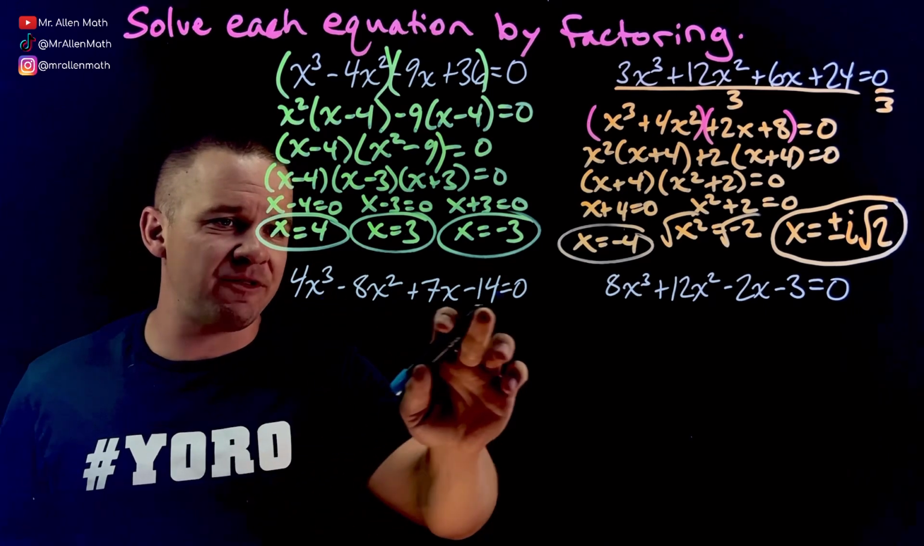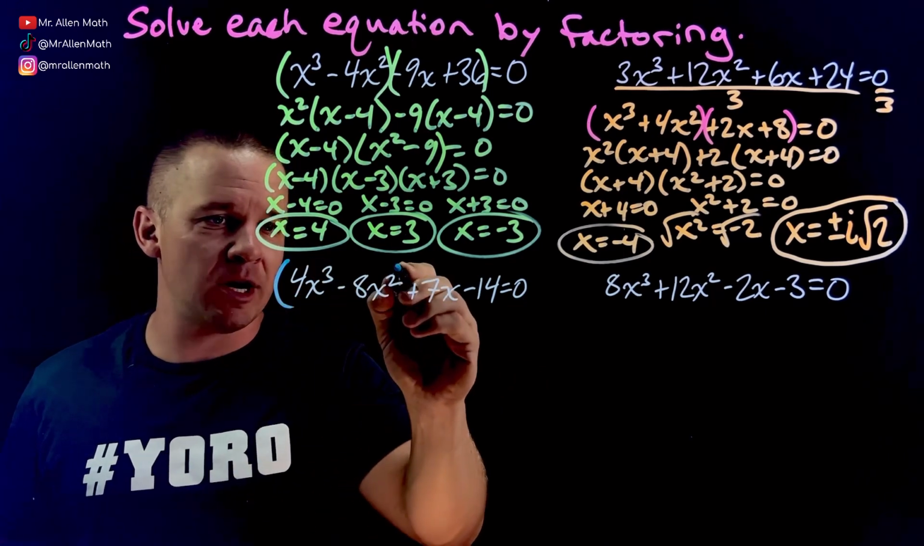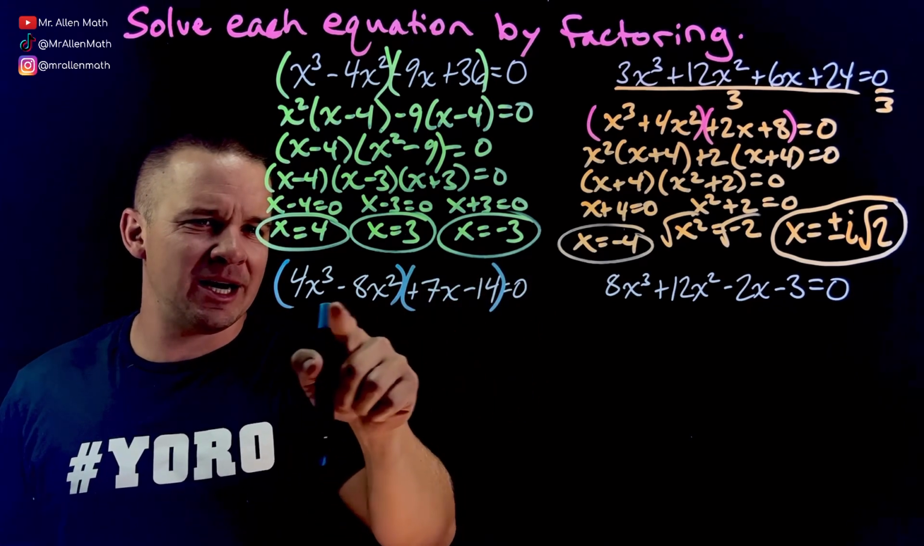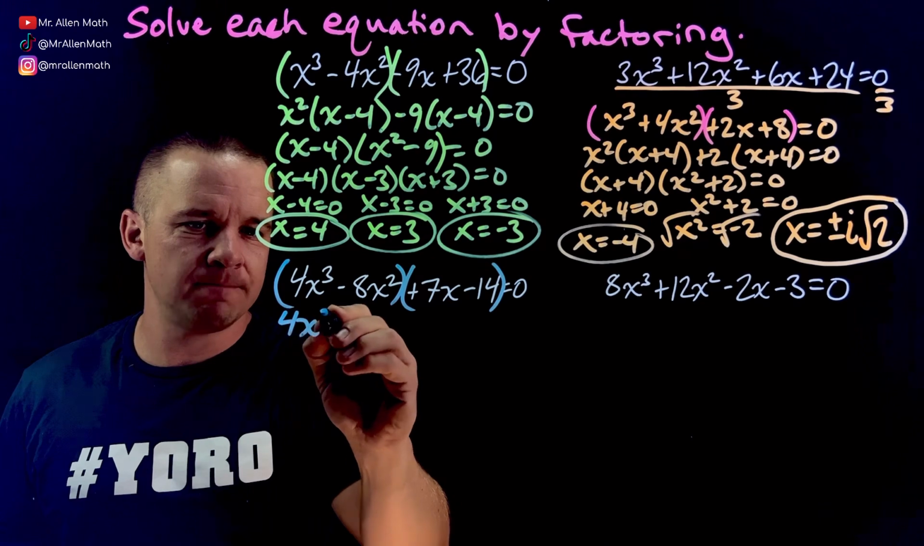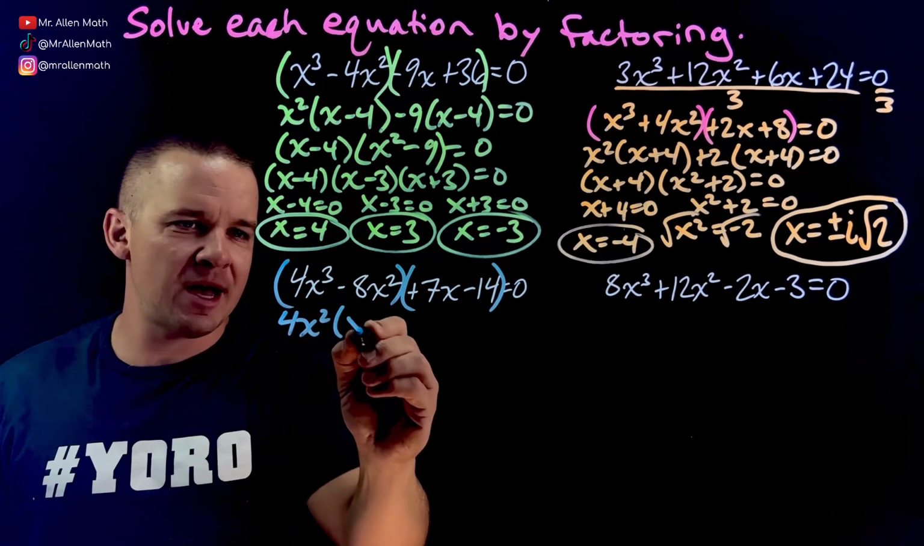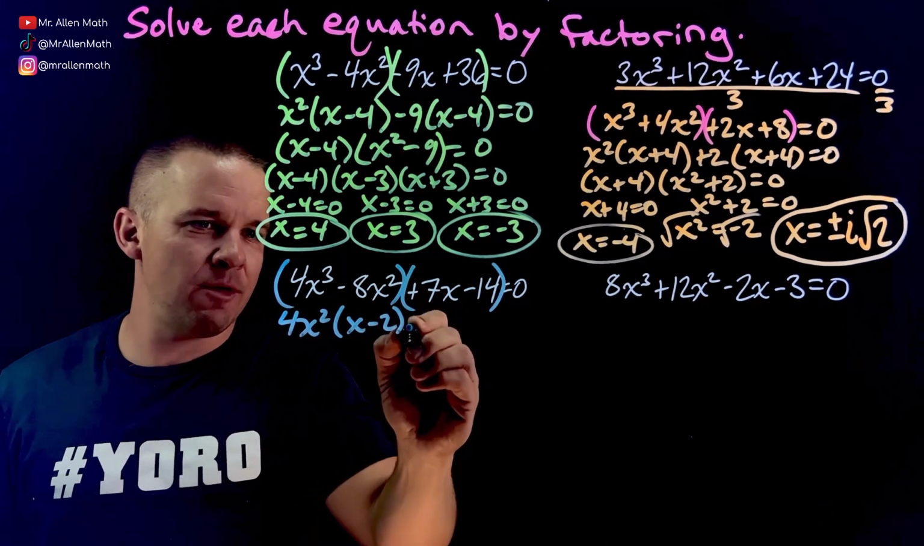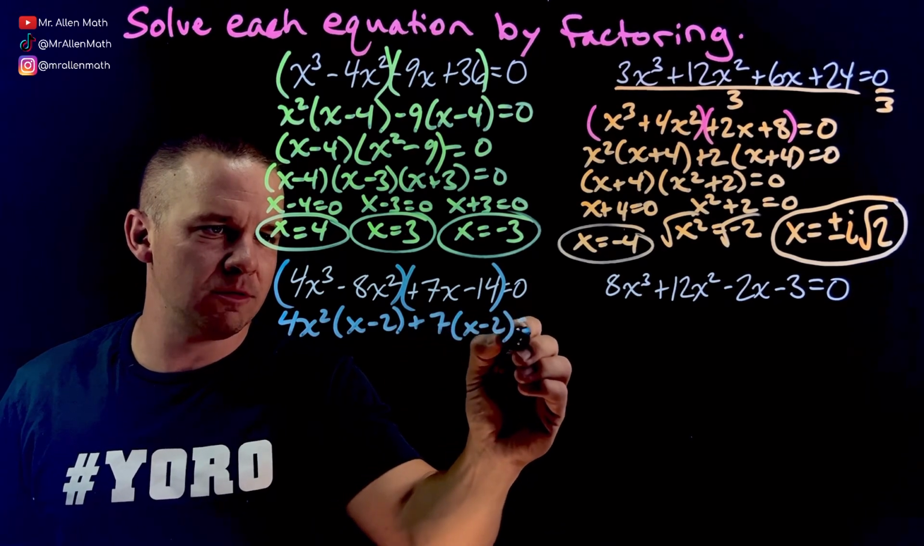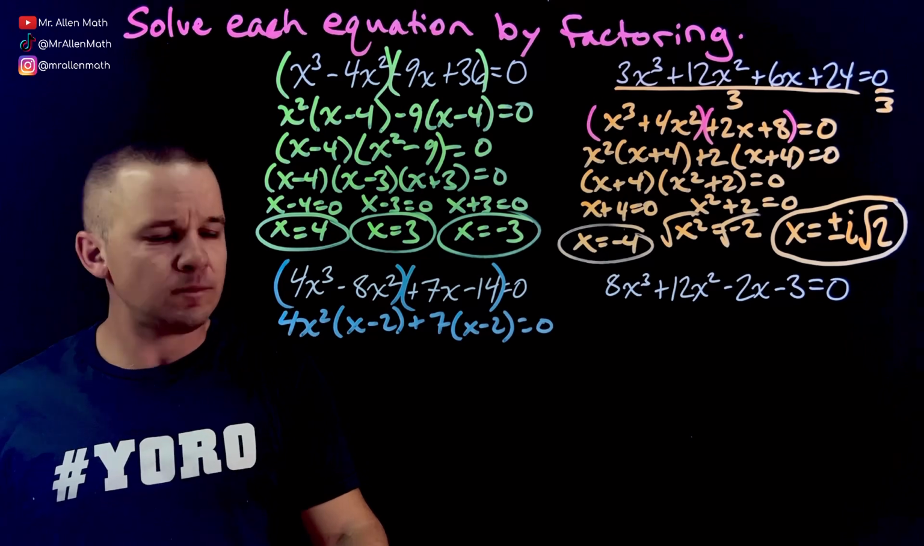So here I can't divide everything by the same number, so I'll just go straight up to the grouping portion here. Boom. Lovely, right? We got GCF of 4x squared this time. Cool. And I'm left with x minus 2. And then we got plus 7. And we got x minus 2. All that equals 0. Awesome.